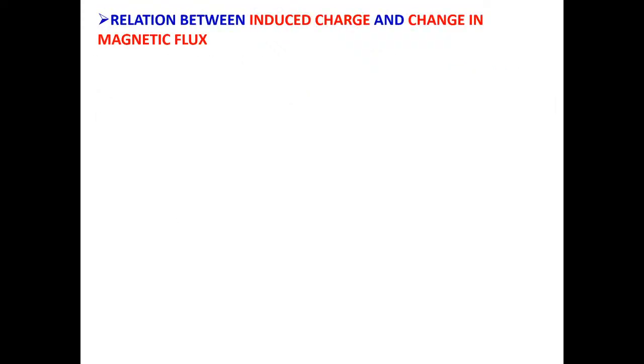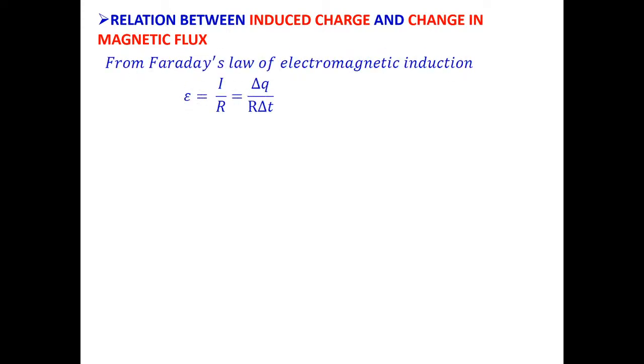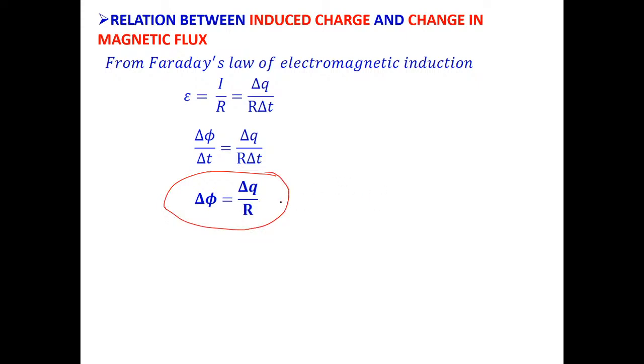Now, the relation between induced charge and change in magnetic flux, from Faraday's law. The relation is delta phi equals delta Q divided by R. This you have to remember. Delta phi, the change in flux, equals the change in charge divided by resistance. Charge by resistance equals change in flux. This you have to remember.